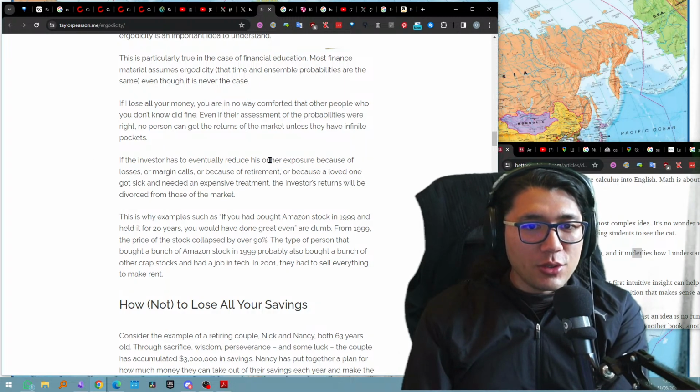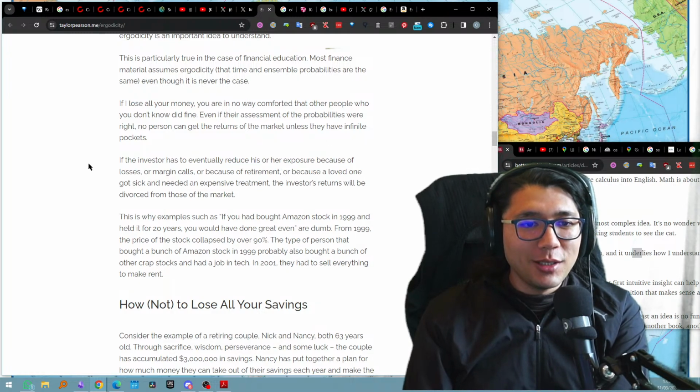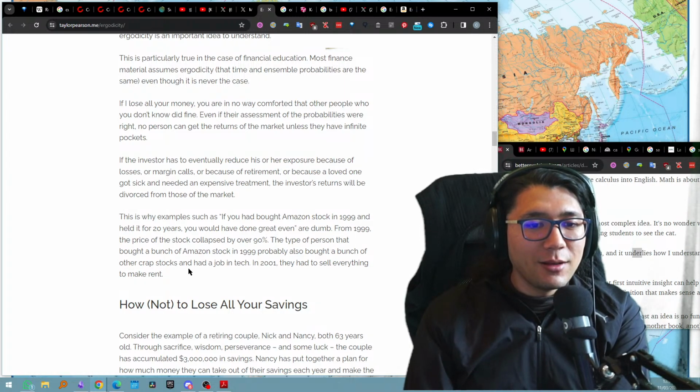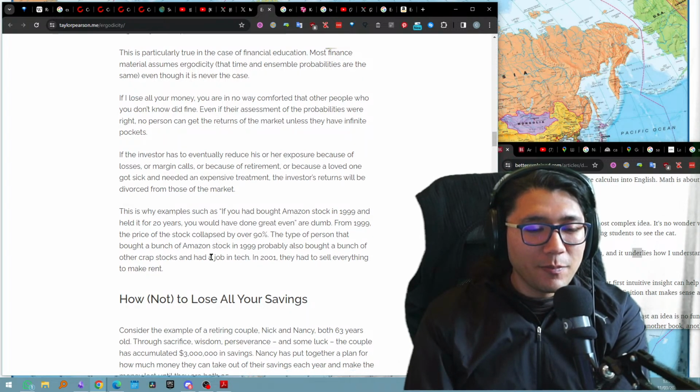If the investor has to eventually reduce his or her exposure because of losses or margin calls, or because of retirement, or because a loved one got sick and needed an expensive treatment, the investor's returns will be divorced from those of the market. This is why examples such as "if you had bought Amazon stock in 1999 and held it for 20 years, you would have done great" are dumb. From 1999, the price of the stock collapsed by over 90%. The type of person that bought a bunch of Amazon stock in 1999 probably also bought a bunch of other crap stocks and had a job in tech. In 2001, they had to sell everything to make rent.